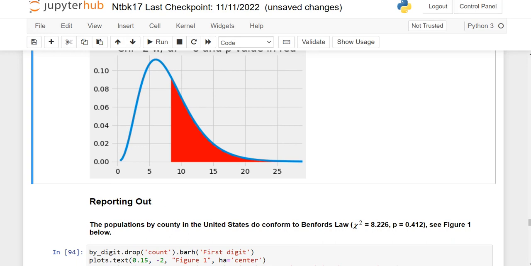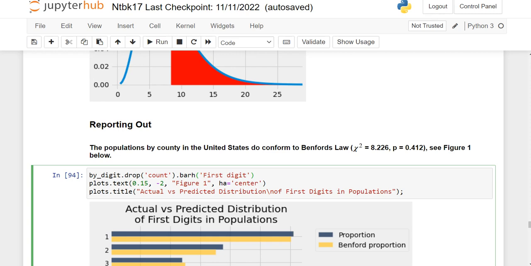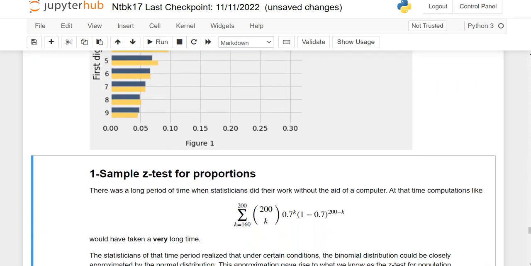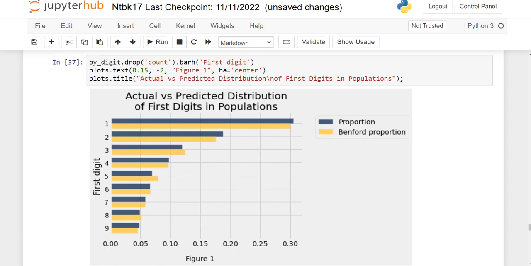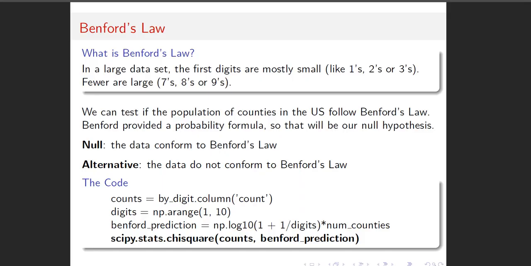And then we have evidence that the first digits of the populations do conform to Benford's law. Okay. And again, they have reported the chi-squared test statistic and the p-value. Okay. And we have this figure again. And we're going back to the one sample z-test for proportions. And let me jump in here.